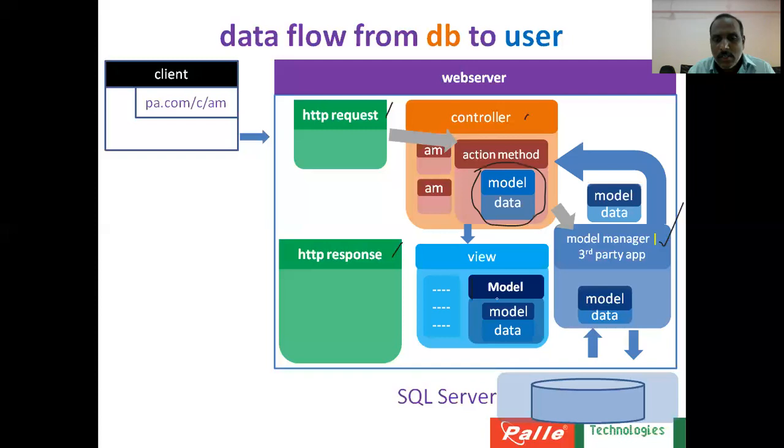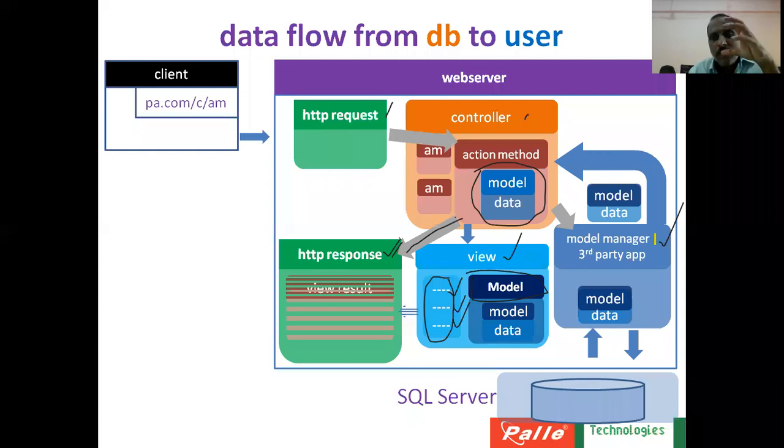Once the data goes into the view, the model property will store that data, and normally as a programmer you will be writing some code for reading that model data. Once you complete model data reading and display the data in proper format, the action method will send this view's output to the response object.